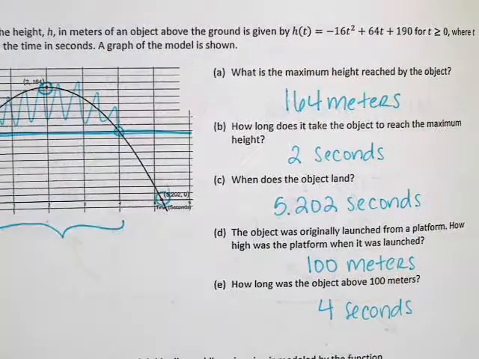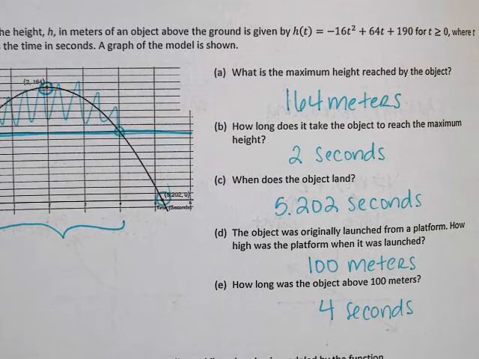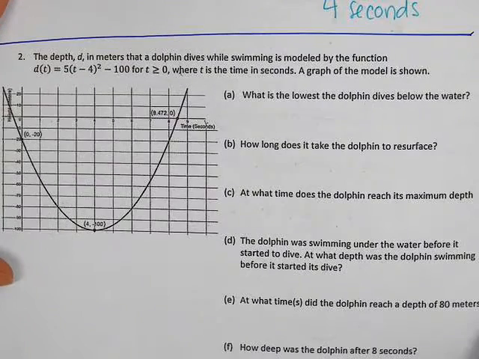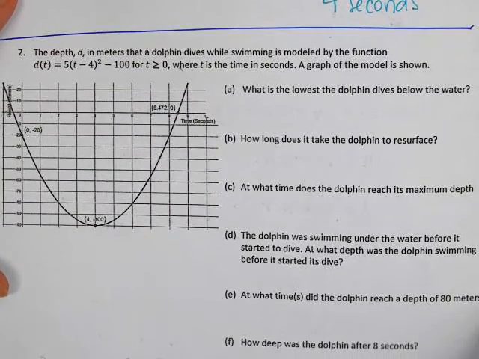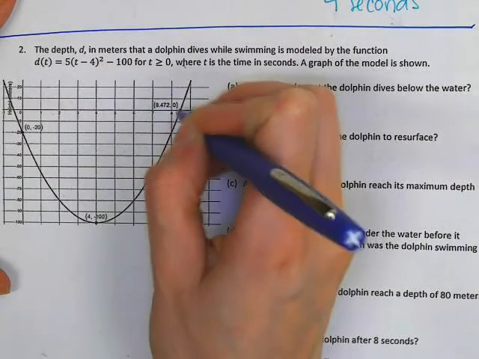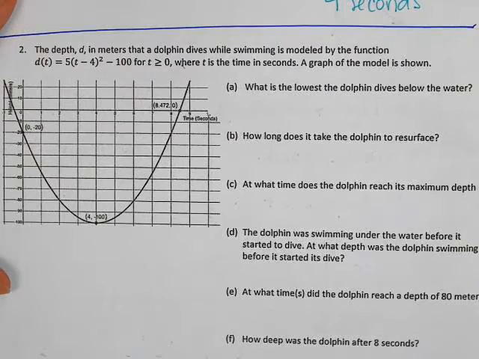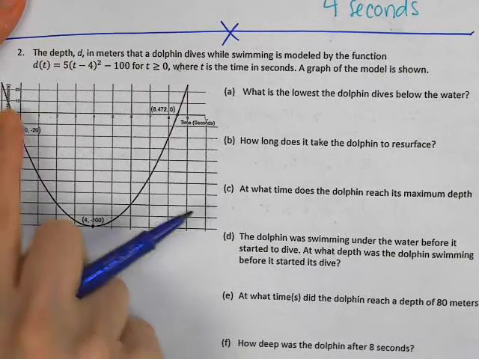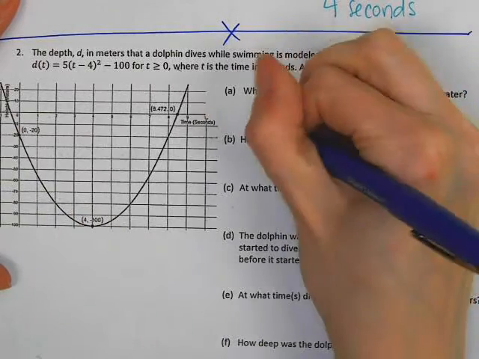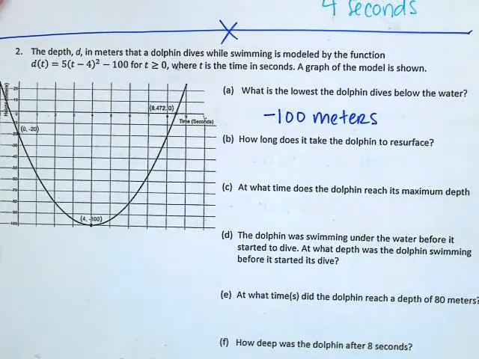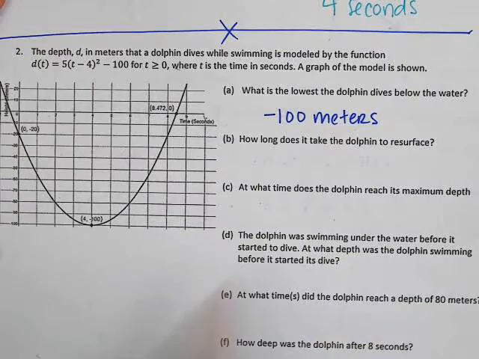Okay, so pretty easy. It's just reading a parabola to get information. If I were you guys, I would pause it. If you feel good and want to stop, go ahead. I'm just going to do one more. This one is about a dolphin diving. So the dolphin is diving underwater and then it resurfaces back to water level. But feel free to stop here if you want. What was the lowest the dolphin dives below the water? So the lowest he ever gets is here at -100, and that's meters. Below water, negative.